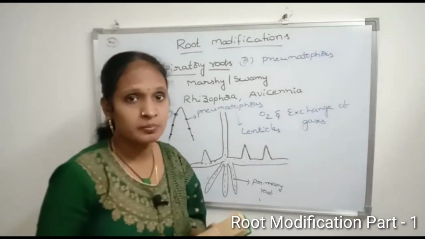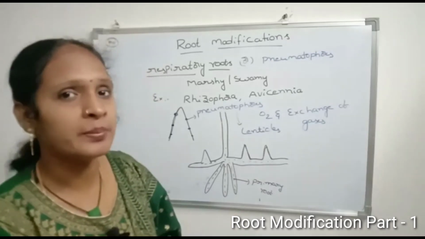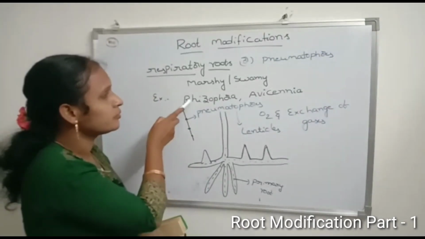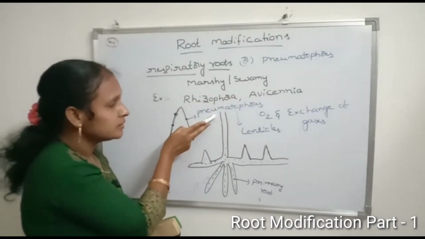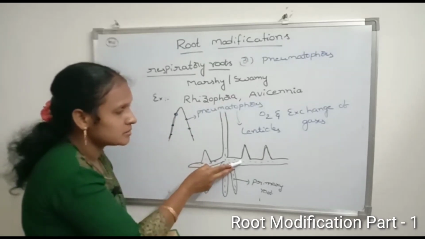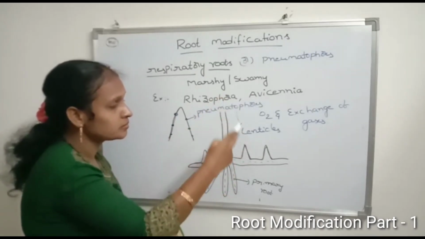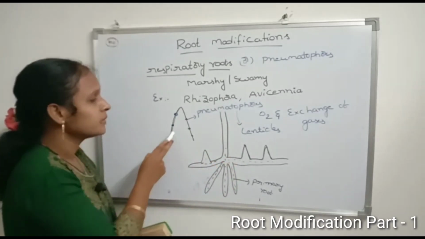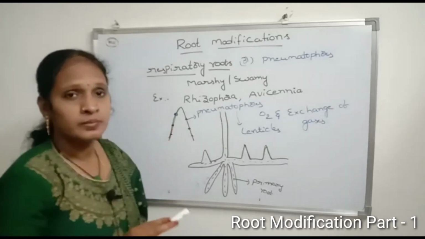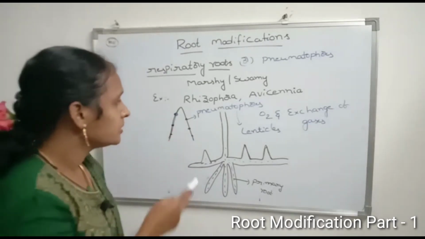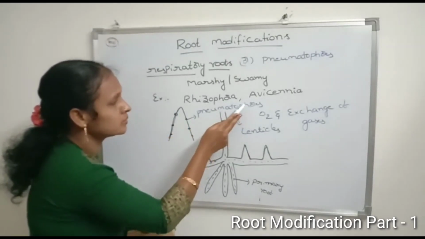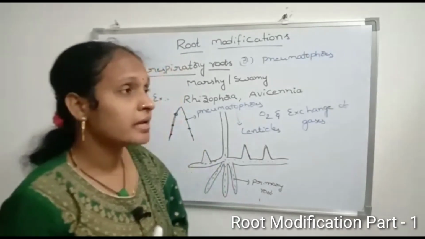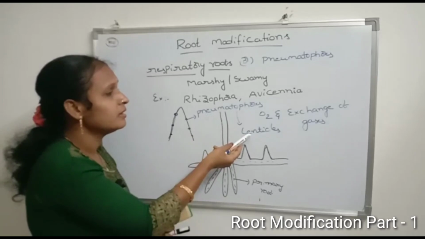Once again, respiratory roots are pneumatophores, found in plants growing in marshy and swampy areas. Marshy means water accumulating for a long time. Examples are Rhizophora and Avicennia. In these plants, the aerial roots grow upward and appear conical in shape, with minute pores on their surface. These pores are called pneumatophores. They are helpful in the respiration of O2 and exchange of gases. Actually, these pneumatophores are modifications of lenticels.